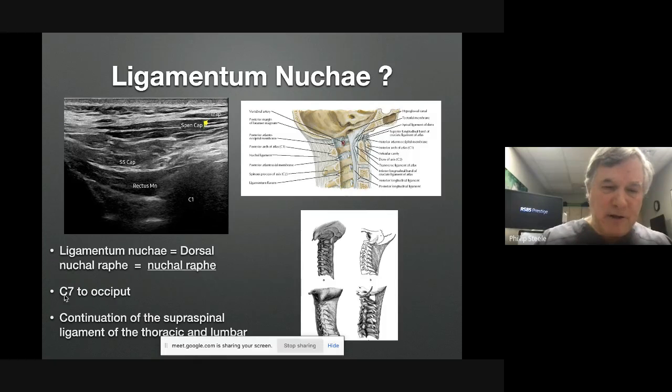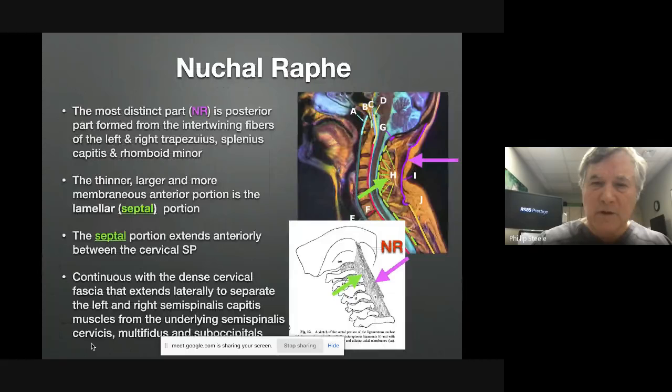So it sort of starts at C7 to the occiput, and it is continuous with the supraspinal ligament, but there are some changes in that structure. So we'll talk about that. Here's a special type of MRI with staining for this. This purple line right here is the nuchal raphe. Here's the supraspinal ligament. And all of this investing tissue here is part of the lamella or the septal portion of the nuchal raphe. And this septal portion is what we're going to spend quite a bit of time on.